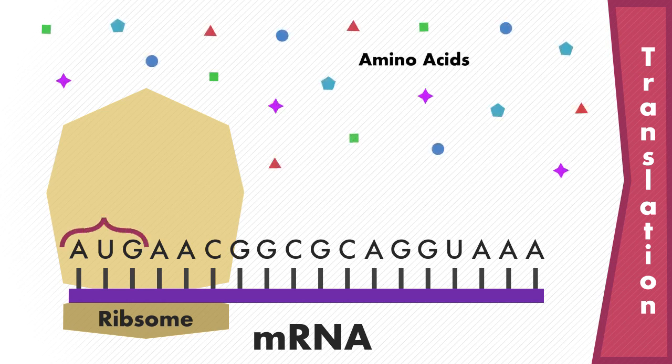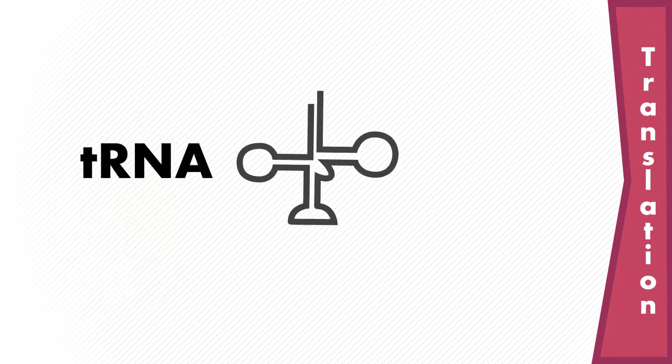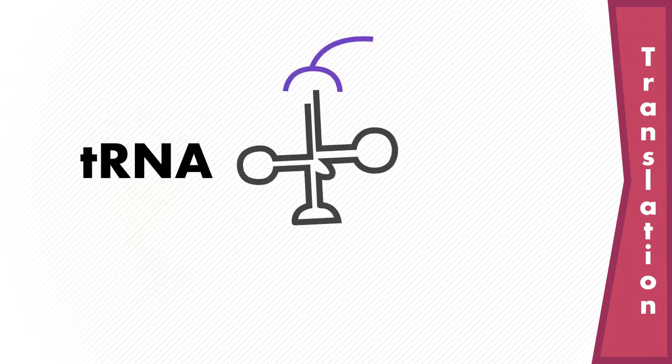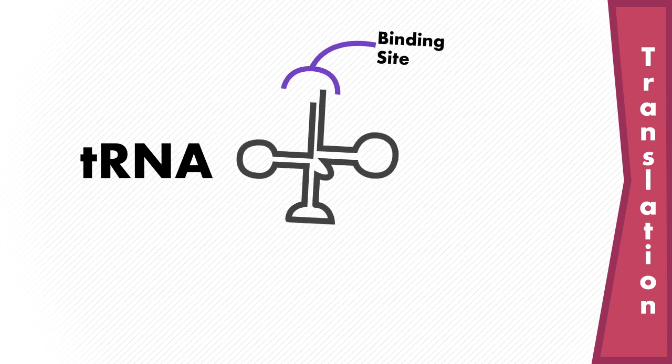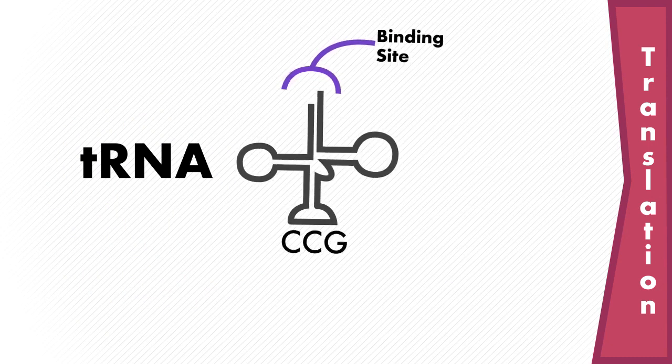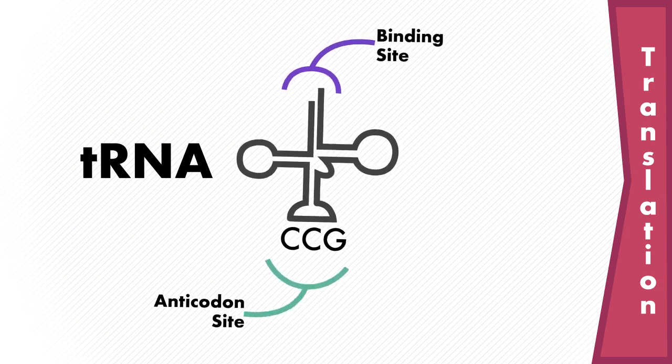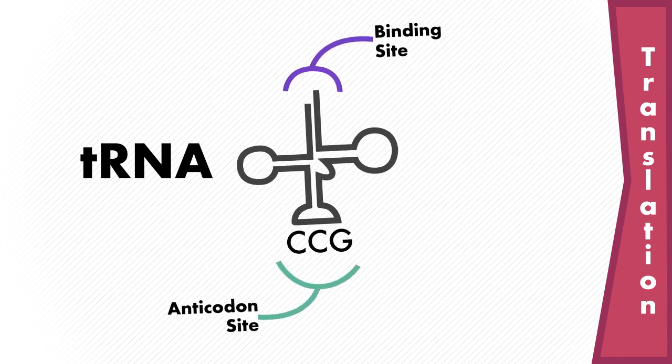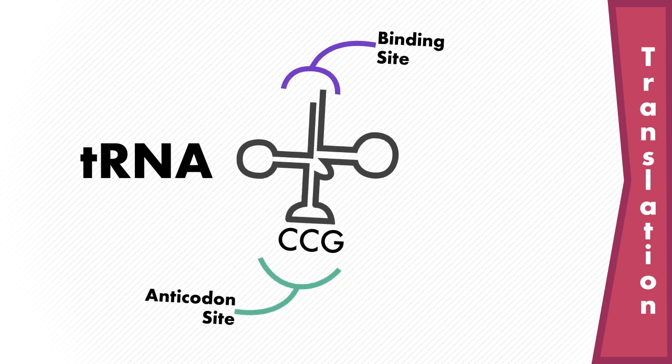Each triplet represents a specific amino acid. During the reading, the corresponding amino acid is activated by an enzyme. A transfer RNA molecule has 2 ends. One end has a specific binding site for a particular amino acid. The other end has a particular sequence of 3 nucleotides, the anticodon, that can base pair with a codon.